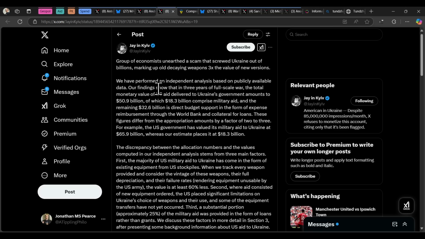So Jane Keeves says a group of economists unearthed a scam that screwed Ukraine out of billions, marking up old decaying weapons three times the value of their new version. So he's quite critical about this. He's an American, by the way. We have performed an independent analysis based on publicly available data. Our findings, and he's referring to this.